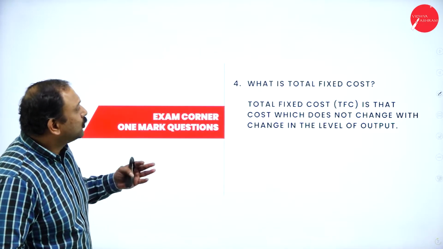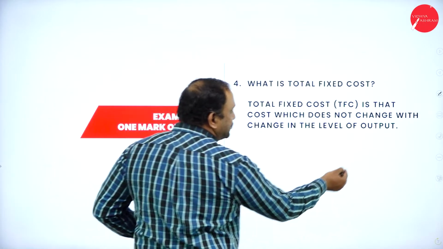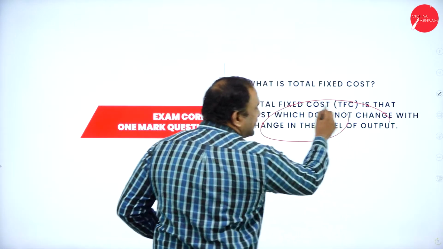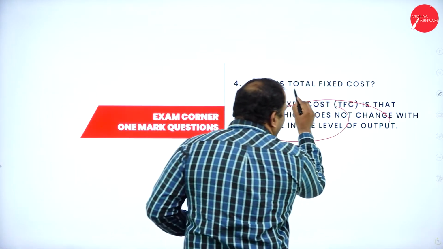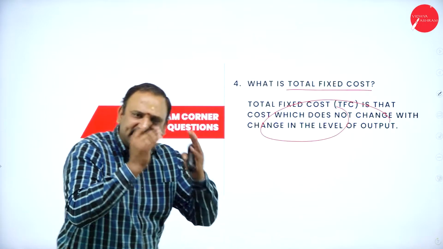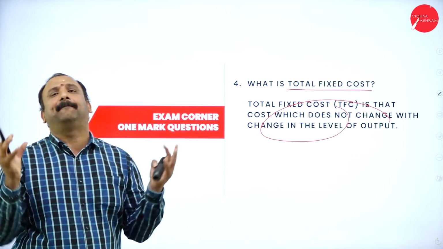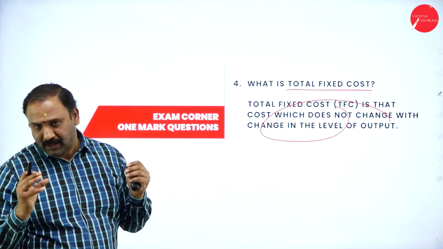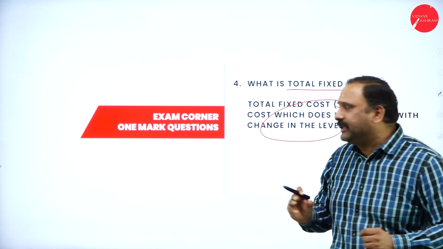Followed by total fixed cost. What is a total fixed cost? It is that cost which does not change with the change in the level of output. The moment I use the words total fixed cost, that means something is fixed. Something is just being attached. It is being kept there very, very clearly. Why am I trying to say this here? Let me make you understand very, very clearly.